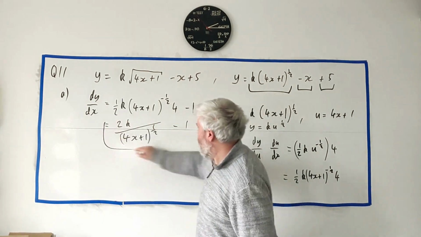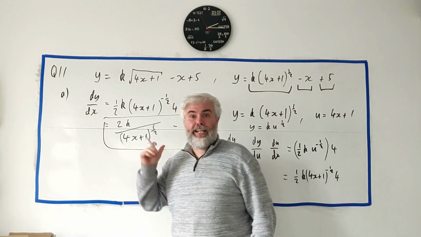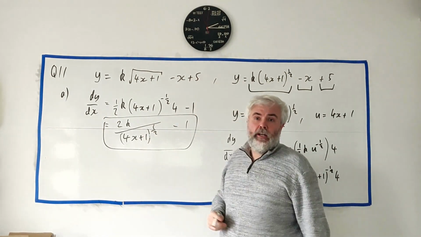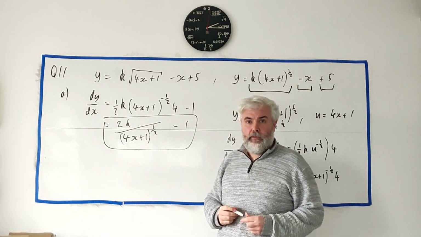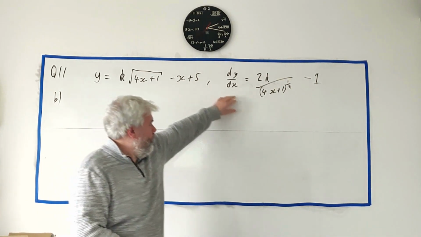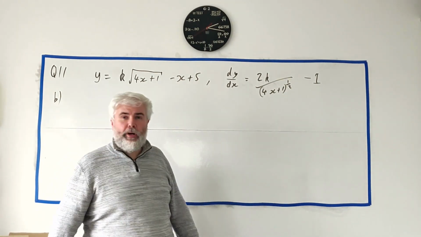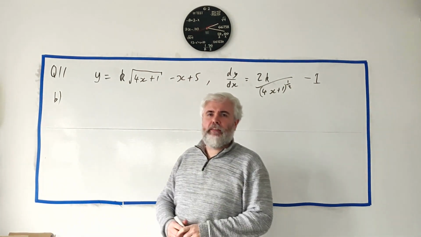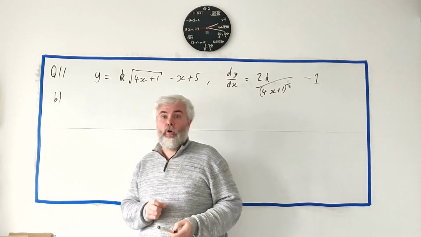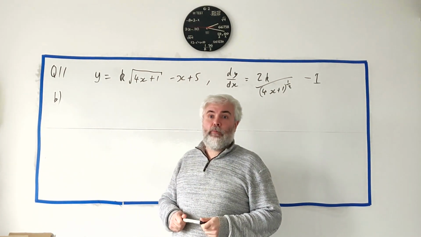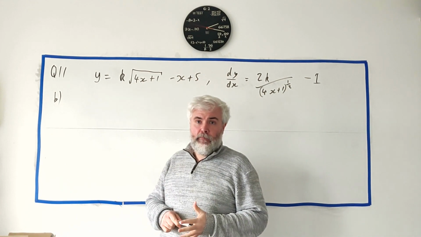Here's the answer here. Okay, let me clean this off. I'll write this somewhere up here and we'll do part B. Okay, I wrote the answer to part 1 up here because we're going to use this for part B. And part B, they ask us to find the x-coordinate of the stationary point in terms of k.